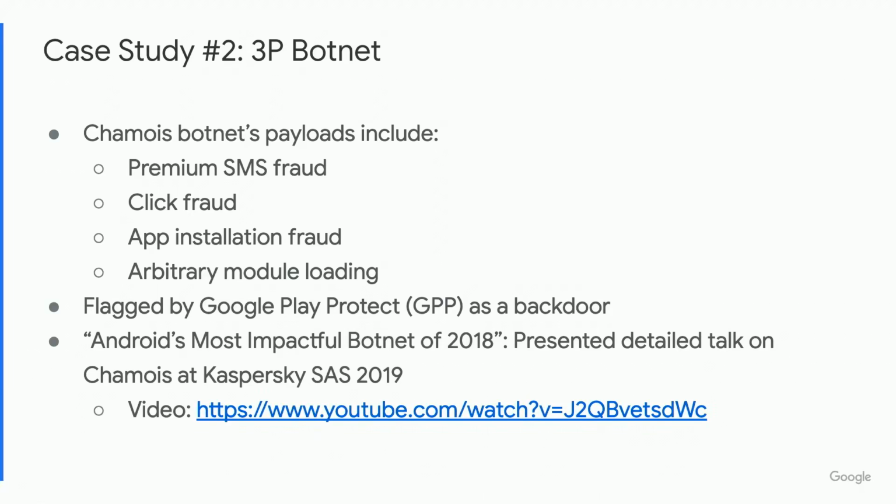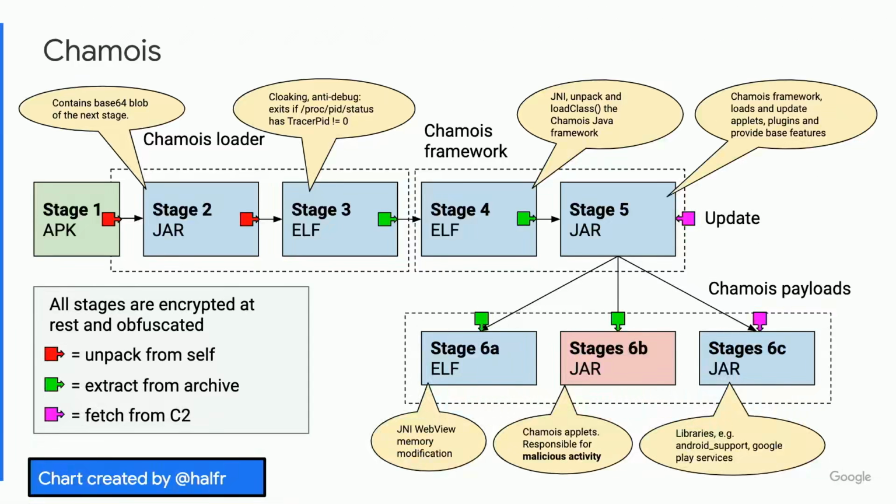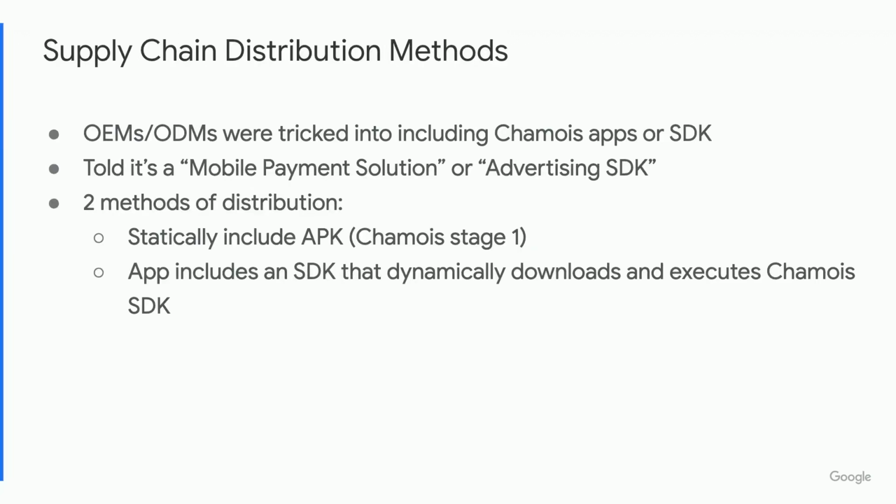Earlier this year, I did a detailed talk on Chamois because we did consider it the most impactful botnet of all of 2018. And largely one of the reasons why it was so impactful is the way it infiltrated the supply chain and thus became pre-installed. So this is Chamois, super simple botnet, right? This beautiful chart was created by Remi Adeber, at Halfer on Twitter. And so it's a super complex capability. But what we're going to focus on in this talk is its supply chain distribution methods.